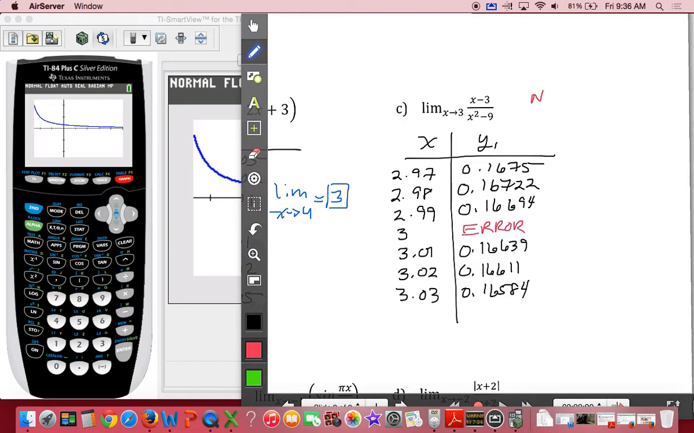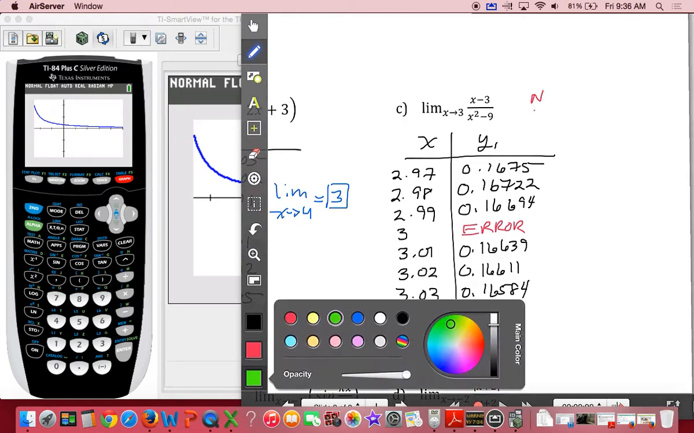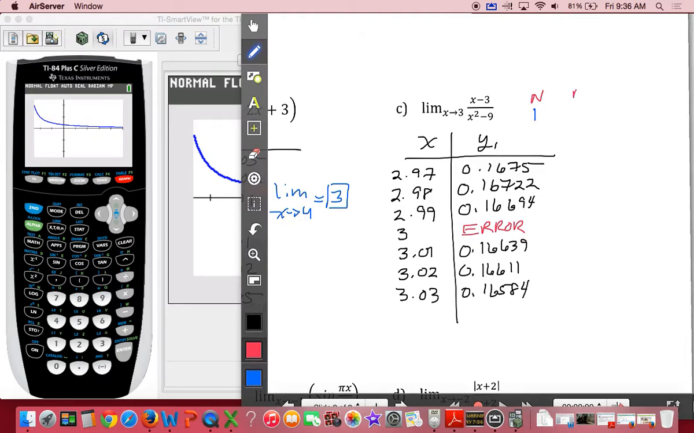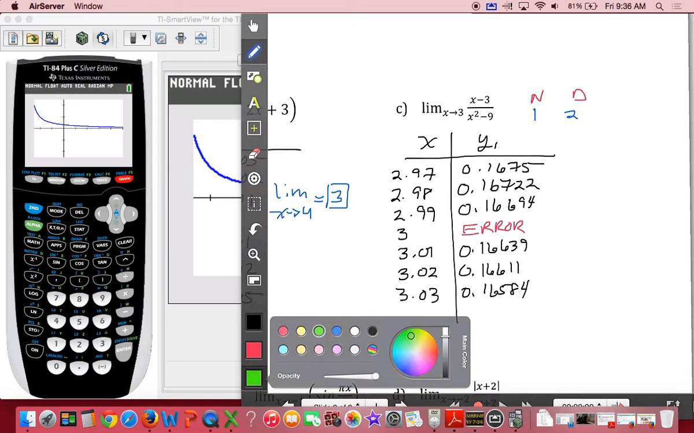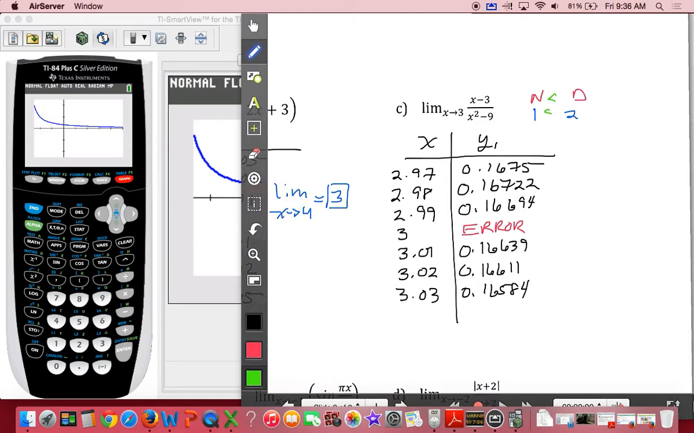I'm going to put that in blue. And what's the degree of the denominator? It is 2. Isn't this less than right here? Whoops, that's a terrible less than sign. Isn't the numerator degree less than the denominator degree?